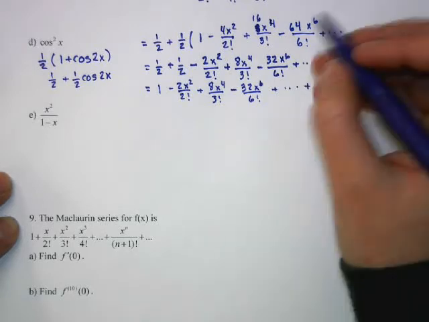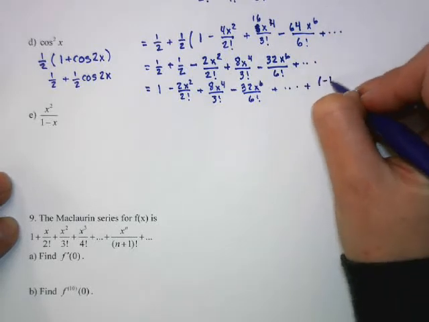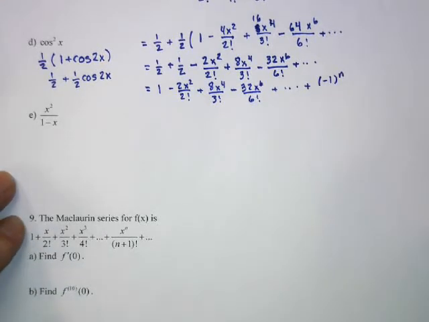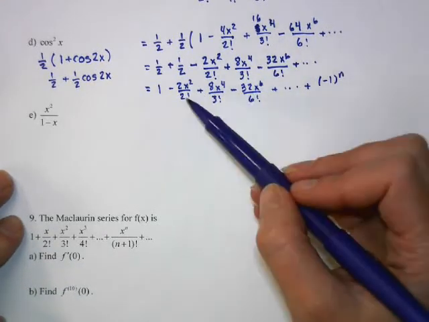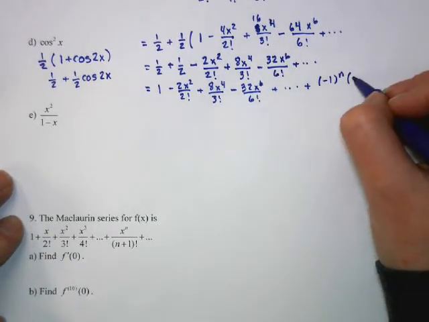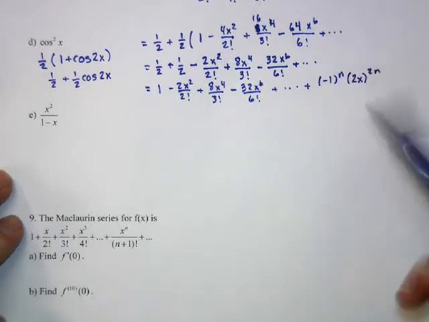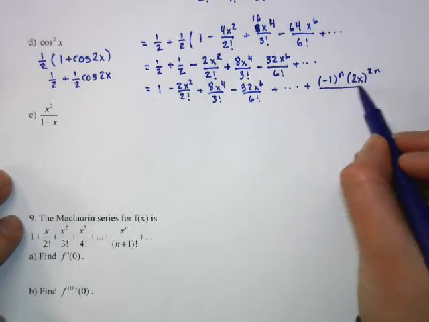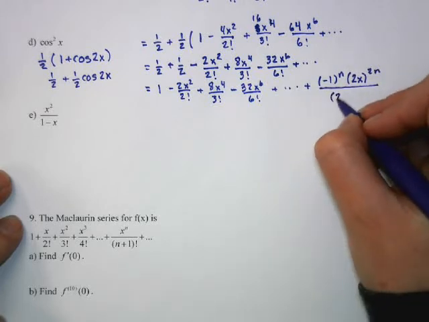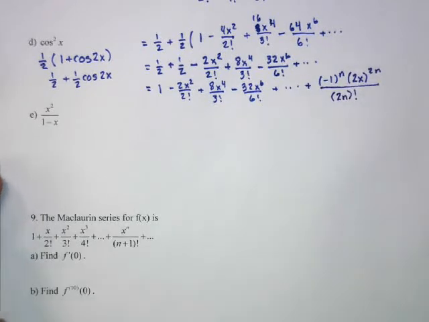So our general term, we have our negative 1 to the n to get the alternating piece. And then here, this is going to be 2x to the 2n over 2n factorial.